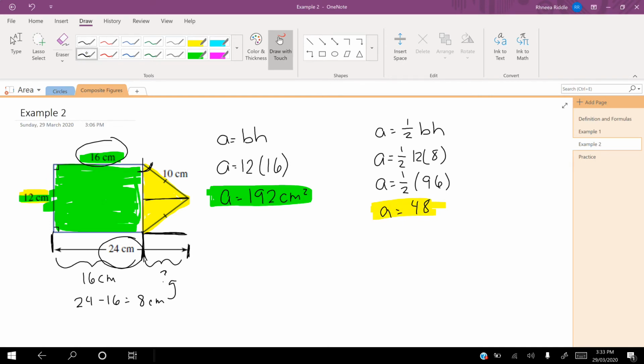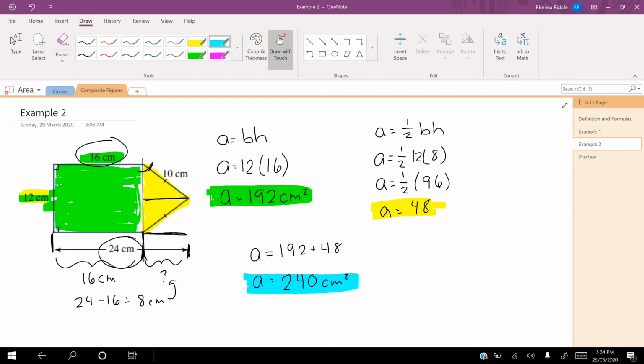So now we have found 2 separate pieces of one composite figure. So to find the area of the entire thing, we have to add it up together. So we're going to take the area of the rectangle, which is 192, and add it to the area of the triangle, which is 48. And when we add 192 to 48, we end up with 240 centimeters squared as our entire area of our composite figure.